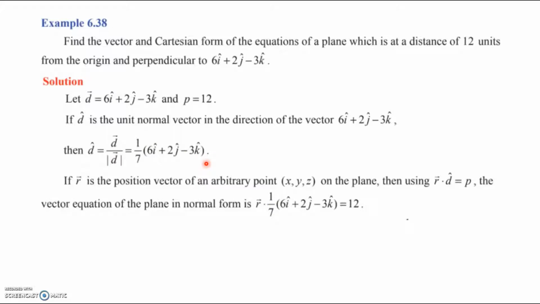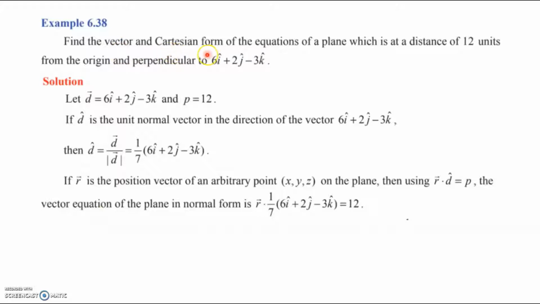So, further solving this, if r vector is the position vector of any arbitrary point x, y and z on the plane, then this is the formula that we are using, which is r vector dot product with d cap is equal to p. The vector equation of the plane in normal form is given by r vector dot d cap, and our d cap here is given by this. So substituting that value into this, you get this, which is equal to 12. So that's the vector equation form, which is the first part of the question.